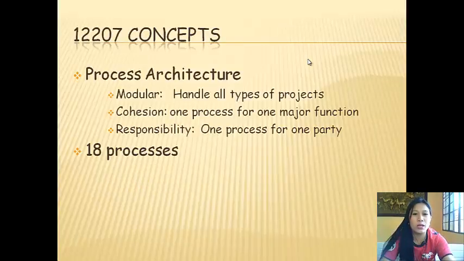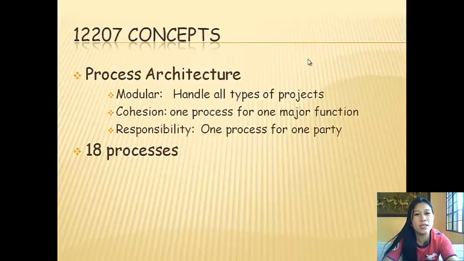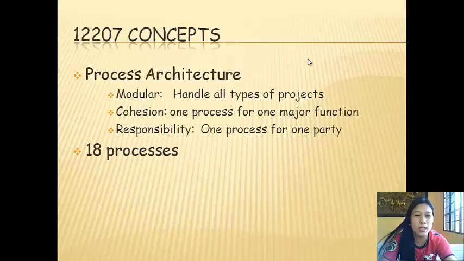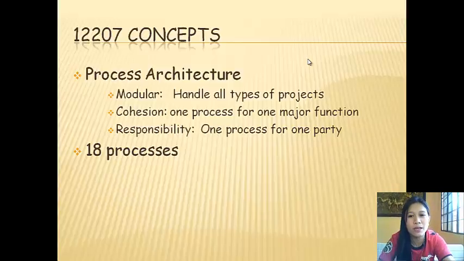12207 concepts. The process architecture is modular, with cohesion and responsibility. Modular means it can handle all types of projects. Cohesion is one process for one major function. Responsibility is one process for one party, and there are 18 processes.